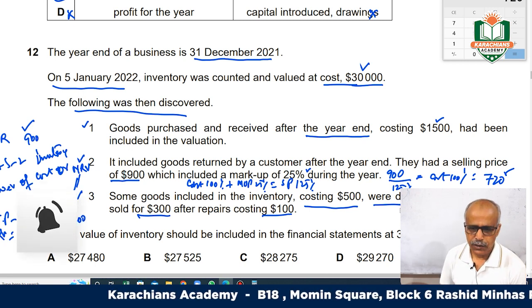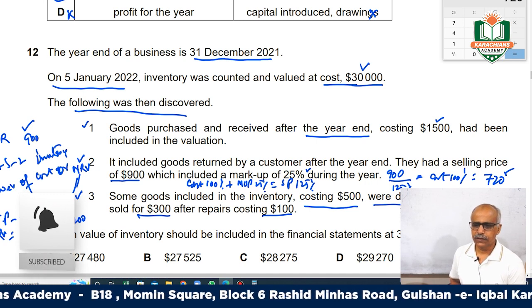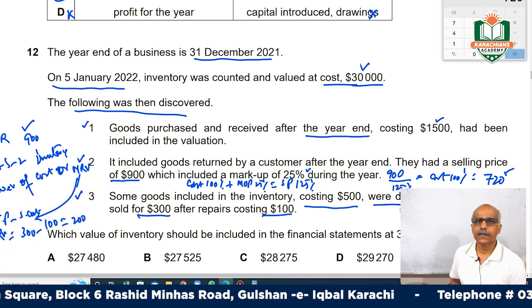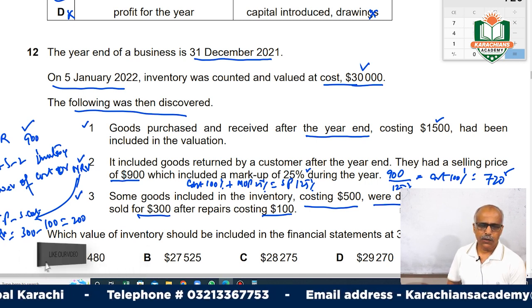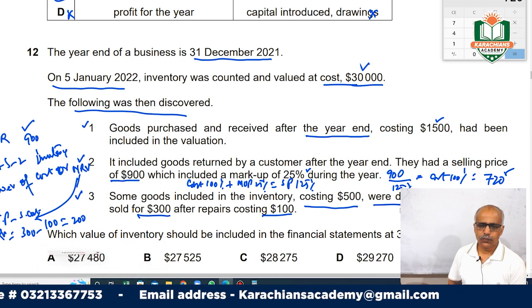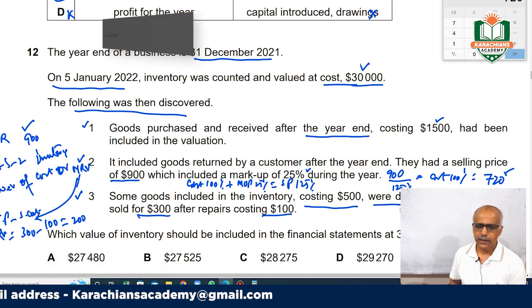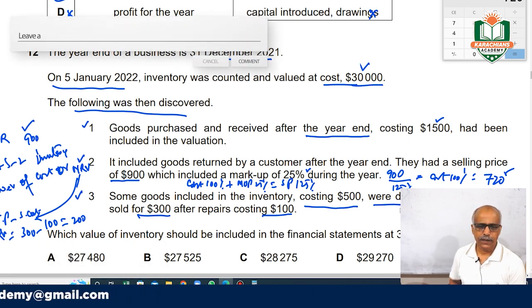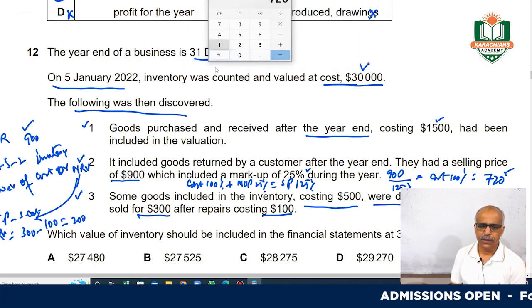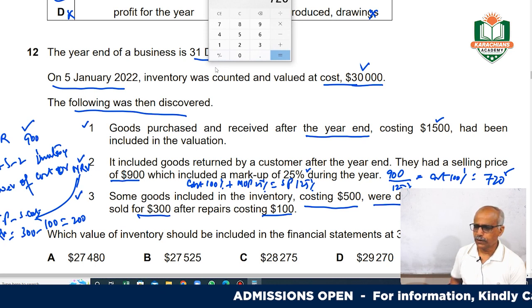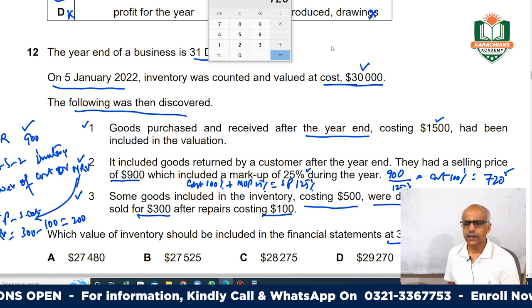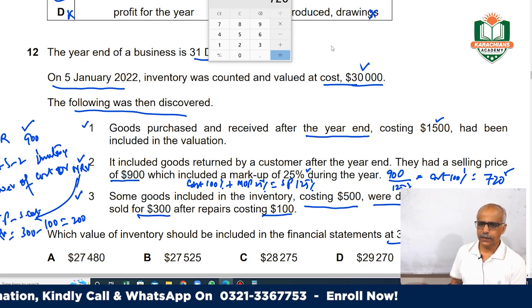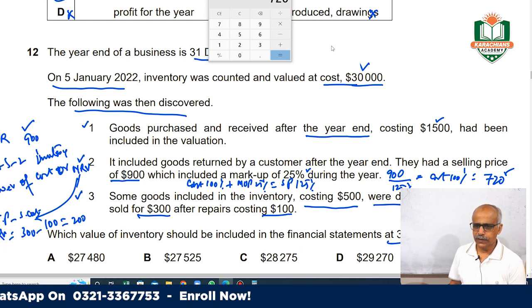This inventory was included in the 31st December inventory at 500, and its NRV is 200. So this is wrongly included; you have to deduct this and include inventory at 200. This is very simple. Which value of the inventory should be included in the financial statement at 31st? They previously calculated 30,000. Now they are asking what should be the corrected inventory. We can work it out, it is very easy.